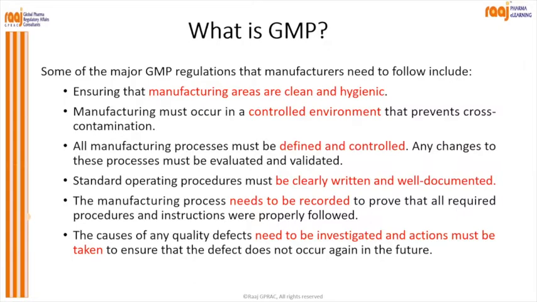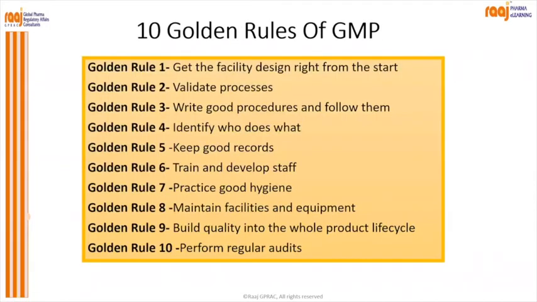The causes of any quality defect need to be investigated and action must be taken to ensure that the defects do not occur again in the future. That is what CAPA is, right? You have to investigate and plan in such a way that the same thing will not happen. So corrective and preventive action has to be taken. So these are the 10 golden rules. You can Google and find these 10 golden rules about GMP. You can just read those 10 golden rules and we will move forward.